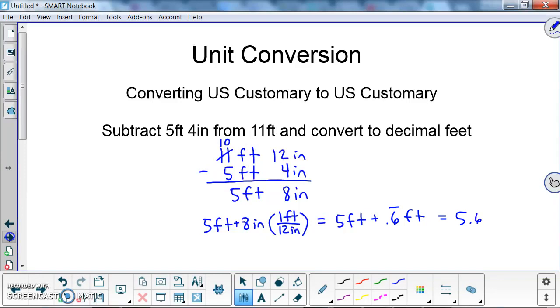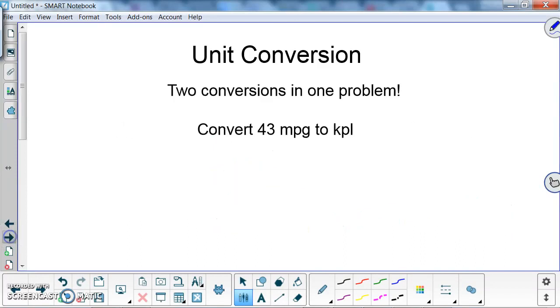And I usually round to the nearest hundredth. They don't tell you how many places you can round to. I wouldn't go any more than the 100th place when it comes to inches or feet. But usually they would tell you what to round to on that one. So that is the decimal feet, 5.67 feet or 5.7 feet if they're rounding to the nearest 10th.